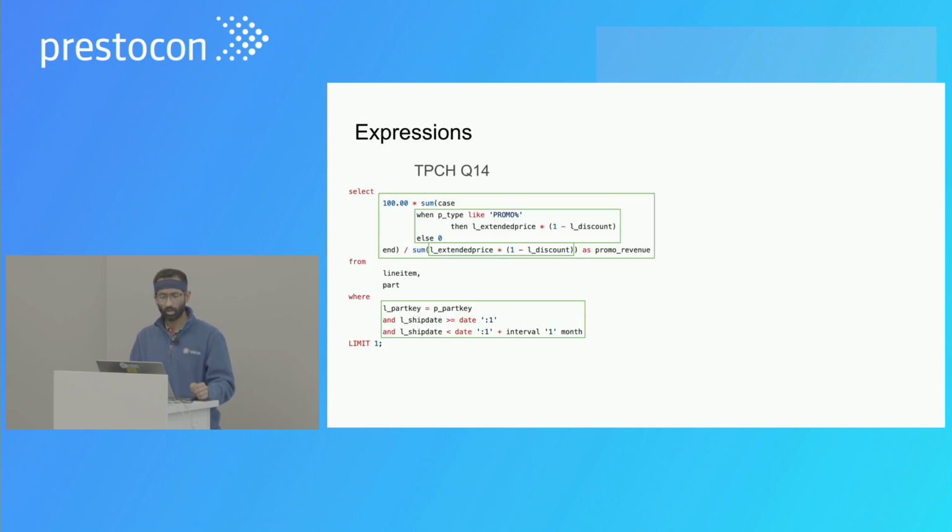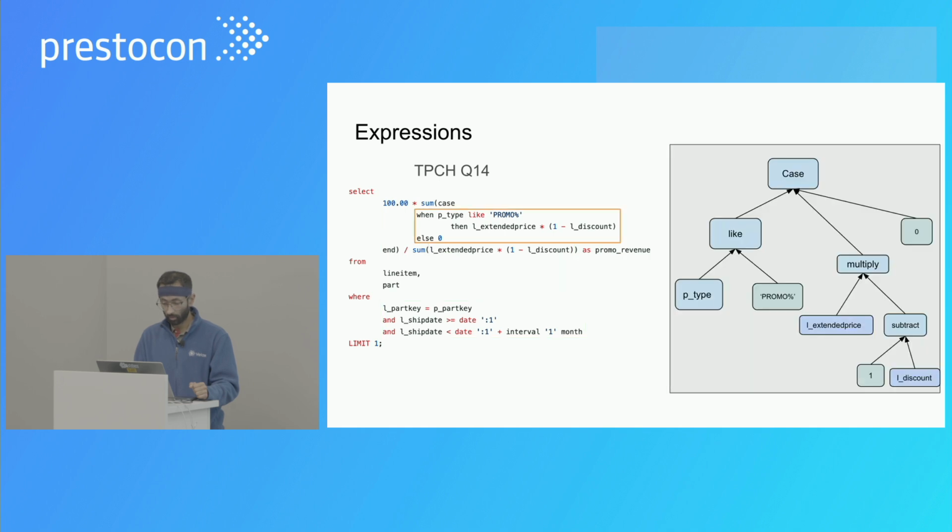So let's quickly go through how an expression is evaluated in Velox. This is a TPCH query 14, a basic query. I've marked the expressions in green. You can see they've been used for projection on the top and then as join filters at the bottom. Now, we're going to focus on one of these. We'll take the one in yellow over here, and this gets converted into an expression tree.